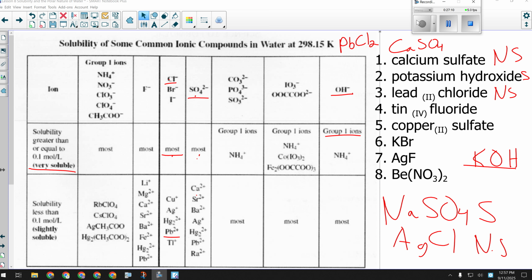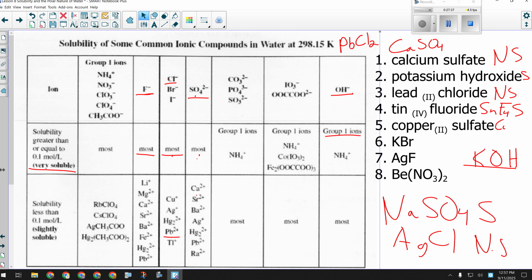All right, let's look at 4 and 5 here. So for 4, we've got tin 4 fluoride, so that's going to be Sn, and it's with fluorine, so SnF4. All right, fluorine has its own column right there. Soluble with most things. I see strontium in here. I don't see tin in the lower row. Soluble or not? Soluble. Okay.